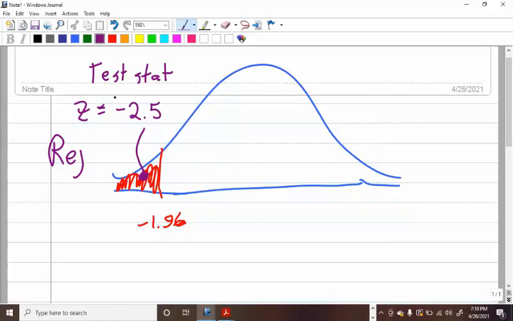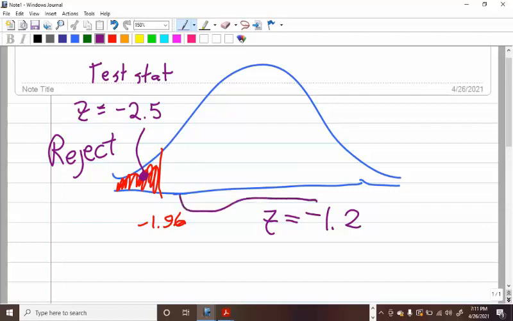So anyway, negative 1.96, and if it was negative 2.5, it would fall to the left of that region on the number line. So we would reject if it falls in the shaded part. So let's say the test statistic would have been like Z equals negative 1.2. On a number line, that number is going to fall somewhere here to the right of it. And this one we would fail to reject. So we'll put this in a formal statement here in a minute.